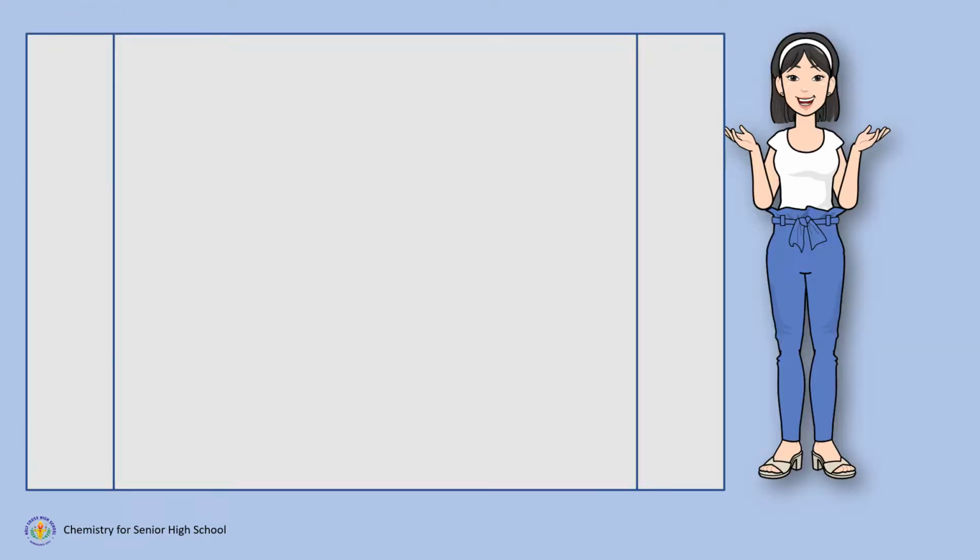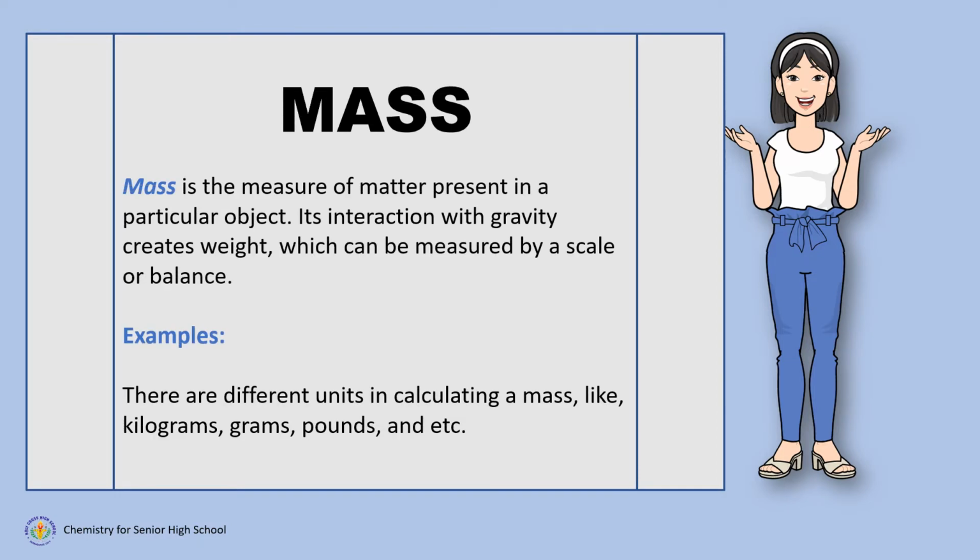Earlier, it was mentioned that matter has mass. Now, we will define what mass is. Mass is the measure of matter present in a particular object. Its interaction with gravity creates weight, which can be measured by a scale or balance. Examples of objects that have mass: trophy, light bulb, piano, and many more. There are different units for calculating mass, like kilograms, grams, pounds, and so on.